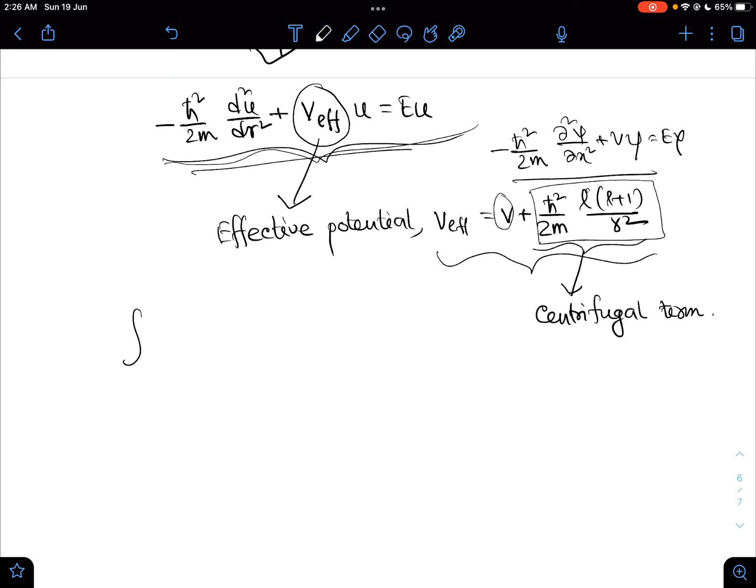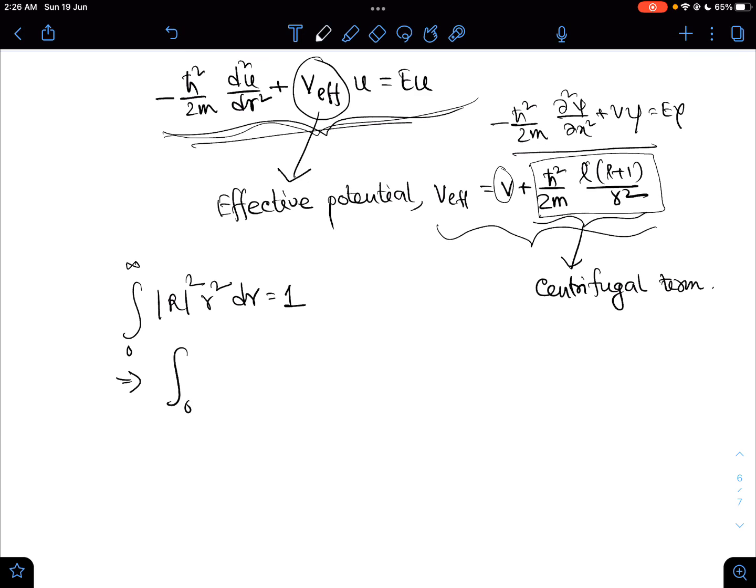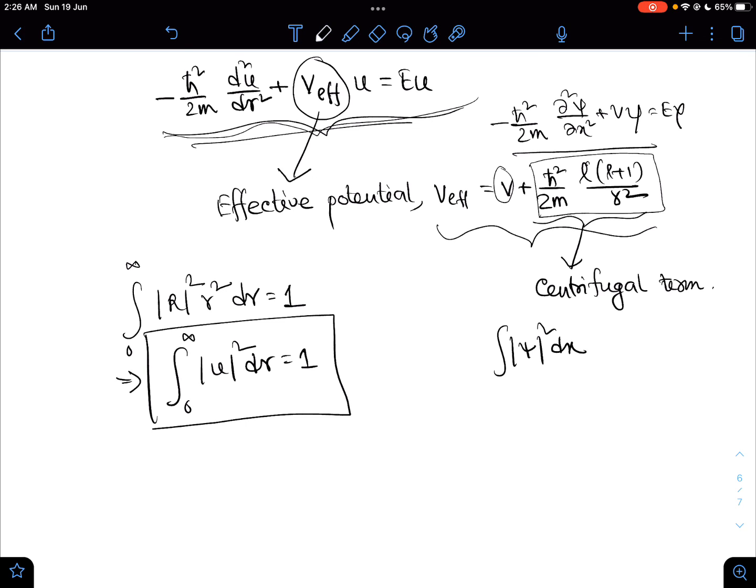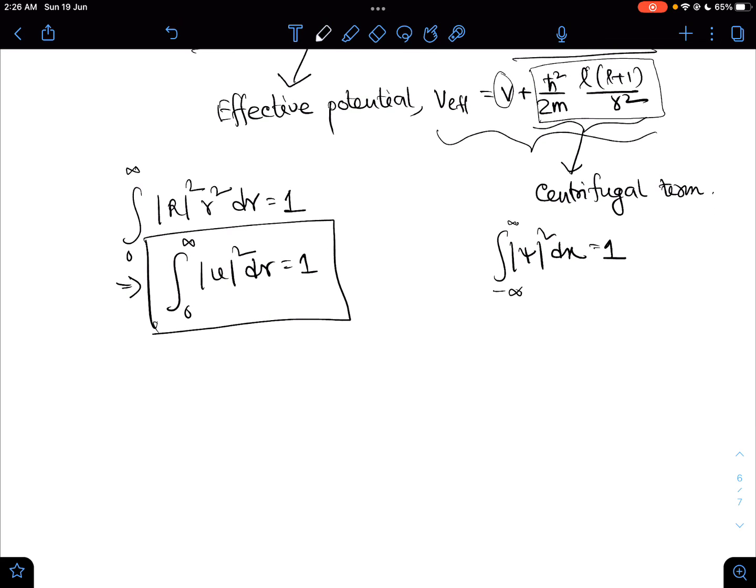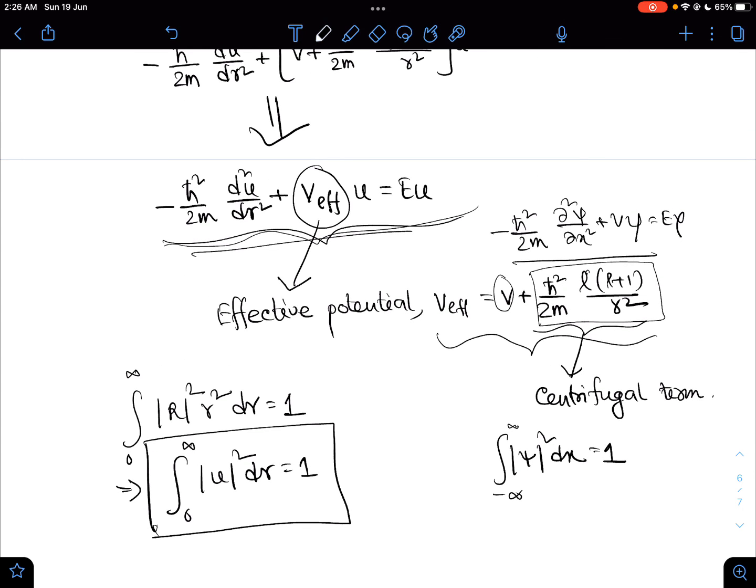Our normalization condition is the integral of R squared dr equal to 1, with r from 0 to infinity. That condition will now become the integral from 0 to infinity of u squared dr equal to 1. So this is our corresponding normalization condition, which is the same as for a one-dimensional case. But for one dimension we have minus infinity to infinity, whereas here we have 0 to infinity. This is the only subtle difference. Unless we are provided with a potential form, up to this point we can go. Now if we are given a potential form, then we can try to solve this radial equation.